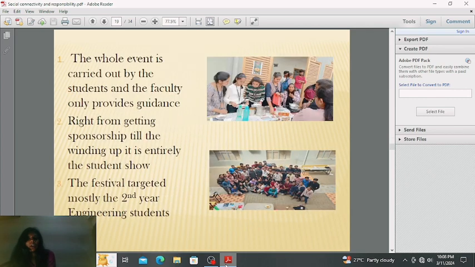It was a fun event where, as you can see in the picture, me and my fellow classmates had opened up a momo stall, and the second picture is a group picture of the whole student group. The whole event was carried out by the students, and faculty also helped us a lot and provided a lot of guidance for the fest to be successful. Right from getting sponsorship till winding up, it was entirely a student show. It was a festival mainly targeted for second year engineering students.